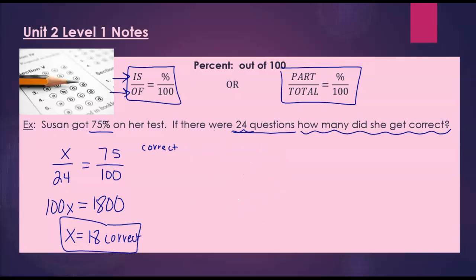And the shortcut way, from what I showed you earlier: 75% of 24, you could write 0.75 times 24. And that does give you 18 as well. So if you're ever looking for the part, you can do 75 divided by 100, that's this, and then times 24 to each side, is that idea.